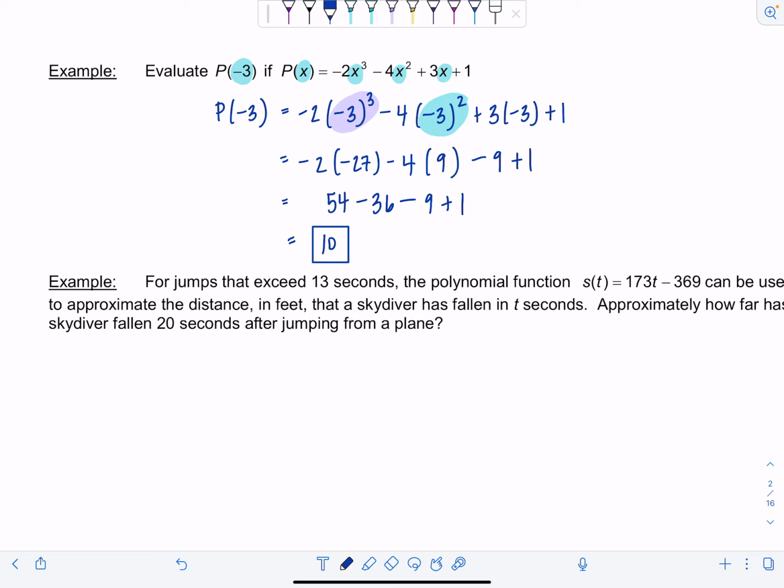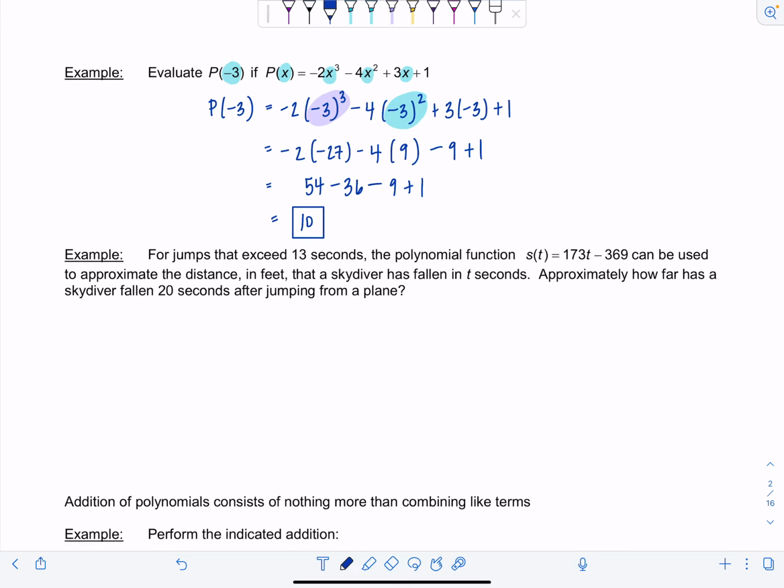Nice. Okay, so just make sure when you're evaluating and substituting in especially negative values for variables, you're careful with the parentheses, because it can affect your answer if you're not watching where those negatives go.